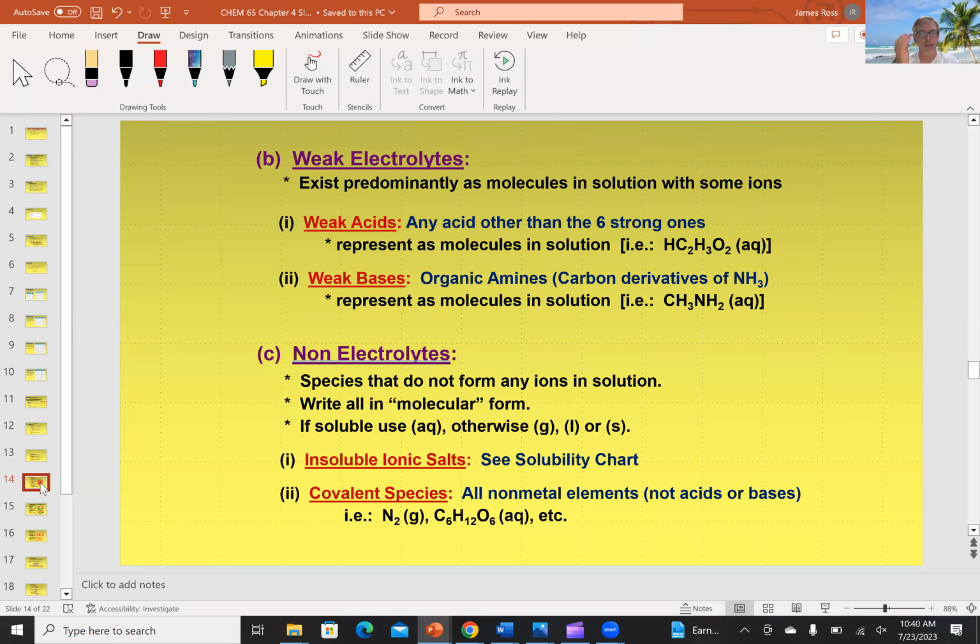And typically in Chem 65 or an introductory course like this, there are some basic solubility rules that you can learn, but for the most part, you'd be assigned a solubility chart because solubility can get pretty complicated.